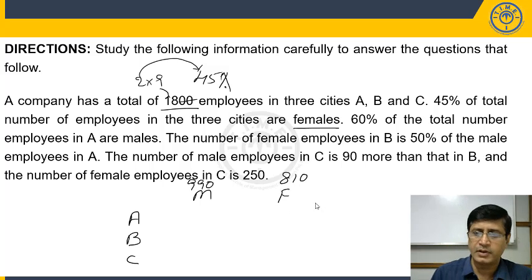Total number of employees. Now 60% of the total number of employees in A are males. So the number of employees in A, just assume it as A. So 60% are males.